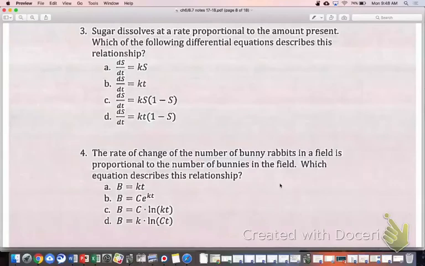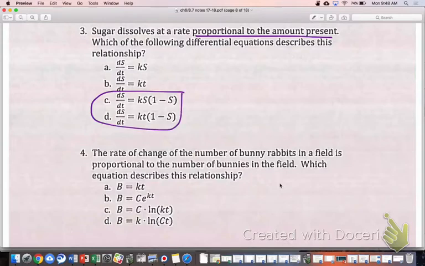Were there any that, once you read it really well, you just eliminated immediately? C and D? Yeah, C and D. There's a lot going on there. If you looked at the phrase "proportional to the amount that's present," in both C and D the proportionality is really with more than just the amount that's there. There's a lot of extra stuff.